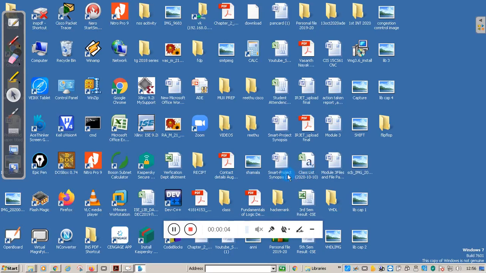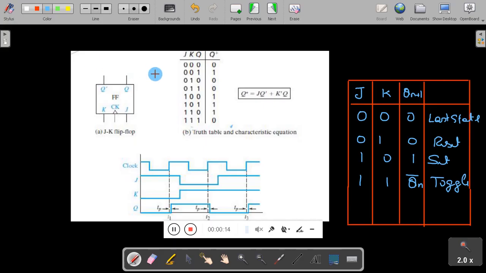In the last session, we have studied two types of flip-flop, that is SR and D. SR means set and reset, D means data. In this session, you will see one more classification of the flip-flop, that is JK. The block diagram shows the JK flip-flop, then truth table, transition table, characteristic equation and timing diagram. So JK flip-flop is the extended version of SR.